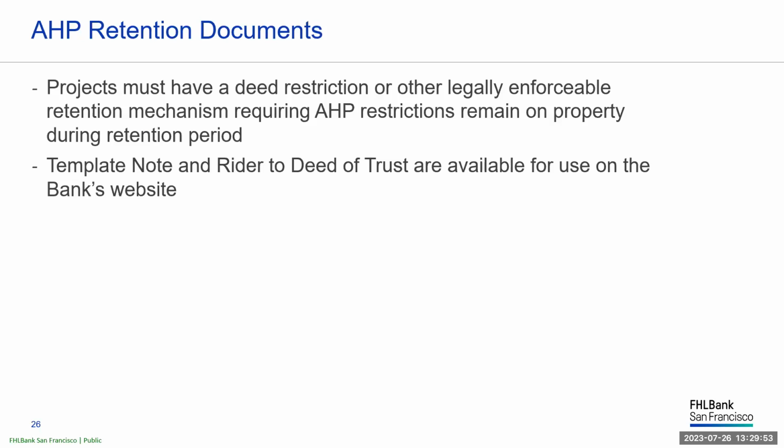All projects must have a legally enforceable retention mechanism to secure the AHP subsidy for 5 years from project completion. Template documents are available on the bank's website under AHP disbursement owner-occupied section. When using the template, please make sure to use both the promissory note and the rider to the deed of trust. The member institution may use their own deed of trust. If the member does not use the bank's templates, or if the template is altered, an opinion letter from the member's attorney is required.